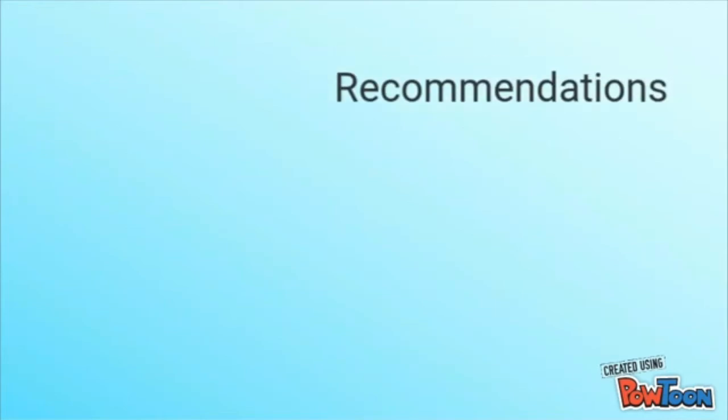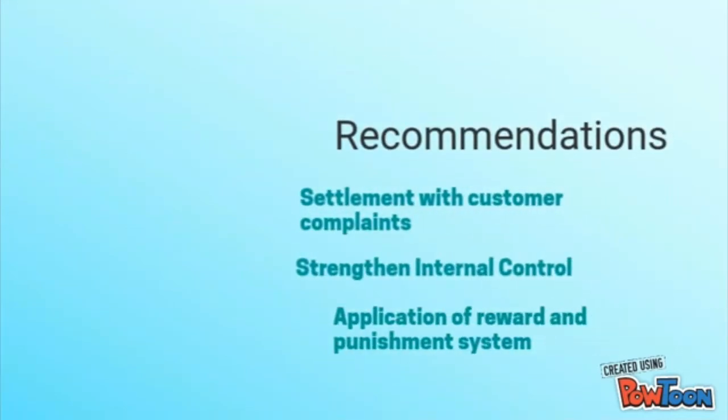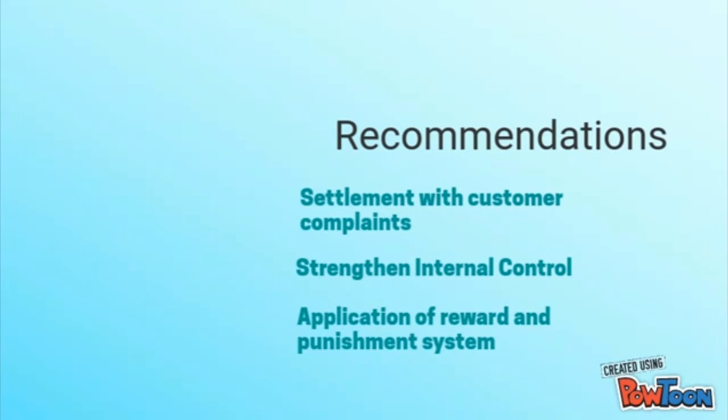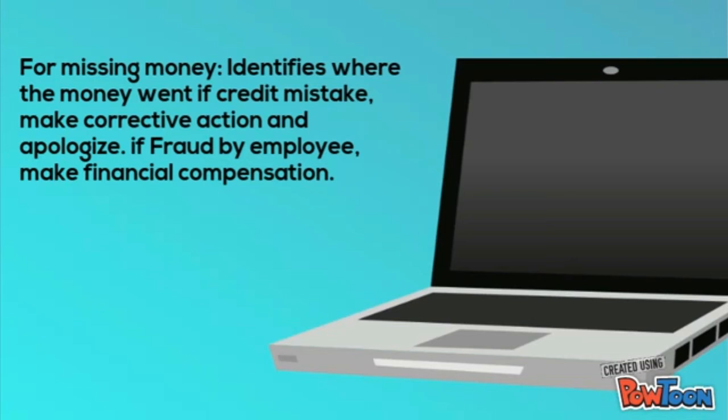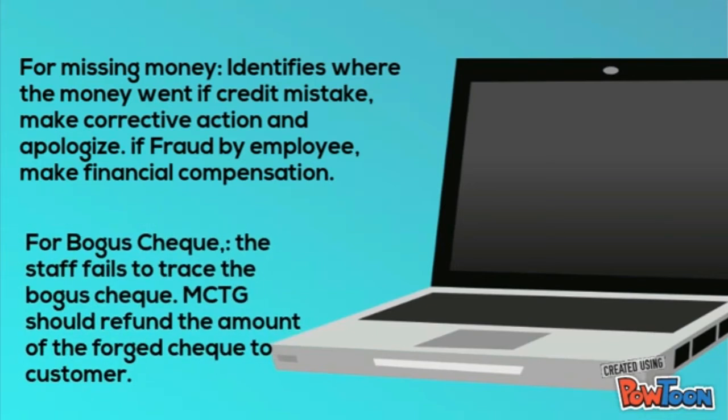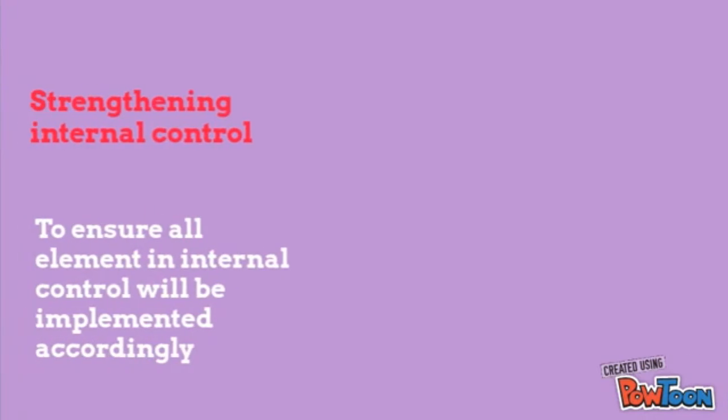We have come up with 3 recommendations, which are settlement of customer complaints, strengthening internal control, and application of a reward and punishment system. There are 2 complaints, which are missing money and bogus check. For missing money, we need to identify where the money went. If it is a credit mistake, we need to make corrective action and apologize. If it is fraud by an employee, we need to make financial compensation. For bogus check, it is clear that the staff failed to trace the bogus check, so MCTG should refund the amount of the forged check to the customer.